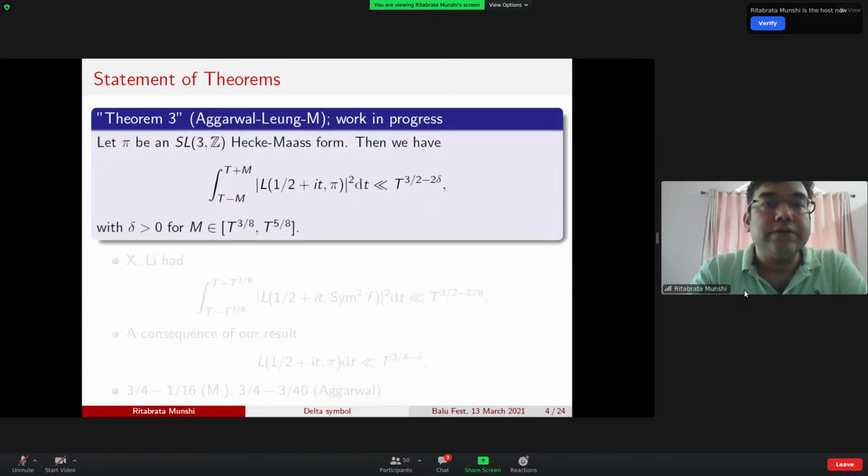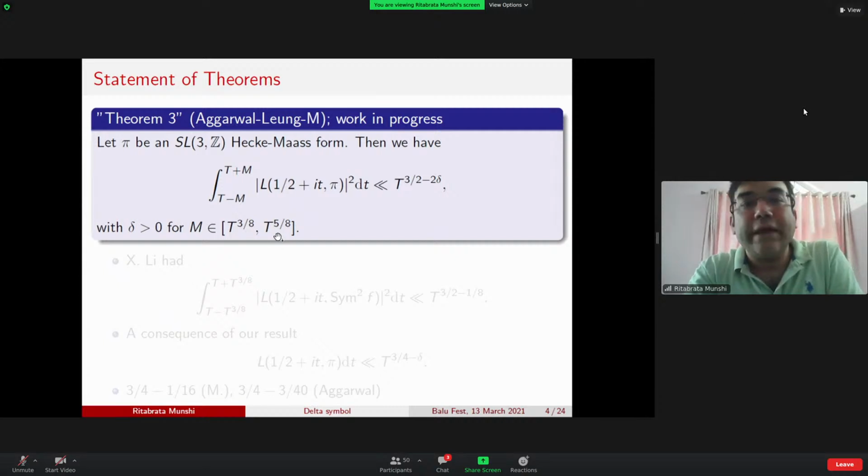All right. Okay, so the last theorem that I want to mention is still work in progress, very much in progress. Actually, we just started working on it, but we have a sketch in place, and this is something that we are expecting to get. So suppose pi is an SL3(Z) Hecke-Maass cusp form, and then we're looking at the second moment of L(1/2 + it, pi). The integral runs from t minus M to t plus M, so the integral is in a short range. It's not the full moment. And we are expecting to get something like t to the power 3/2 minus 2 delta, with delta positive, as long as M is between t to the power 3/8 and t to the power 5/8.